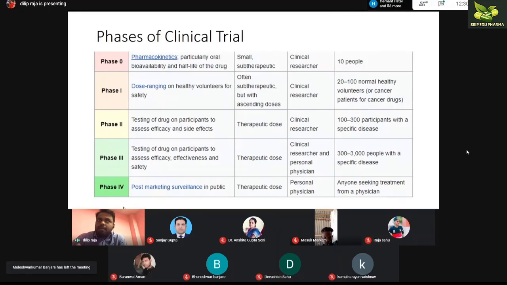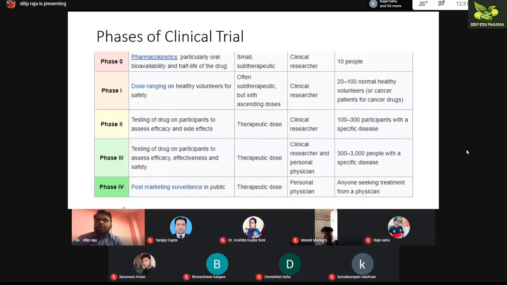But what about the long-term effects of the drug, like 7 years, 8 years, and 10 years? We will see the long-term side effects or the long-term adverse effects of the drug in the post-marketing surveillance. So this particular phase 4 is called post-marketing surveillance.